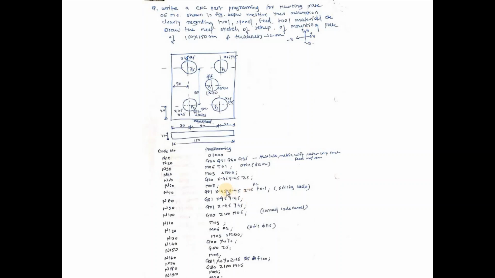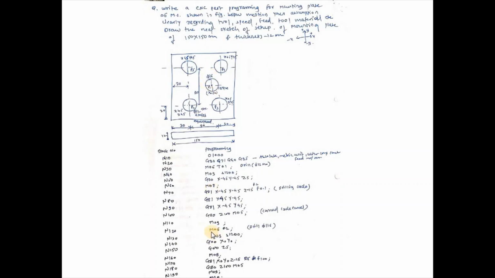Okay, so next hole, the P3 hole, which is 45, minus 45, next 45, 45, next minus 45, 45. Like this, after this completion we have to stop the canned cycle: G80, Z100, the tool moving far away from the workpiece, spindle off, coolant off. Then only one hole is remaining, that is 516.